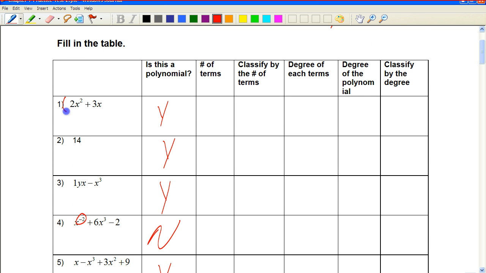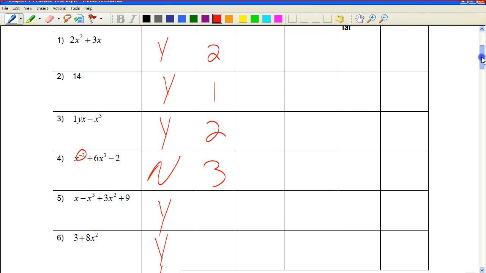Next column. Number of terms. There are two sets of things, so 2. There is one set of things, so 1. There are two sets of things, so 2. There are technically 3 terms on that, even though it's not a polynomial. There are 1, 2, 3, 4 terms on that, and then 2 terms.